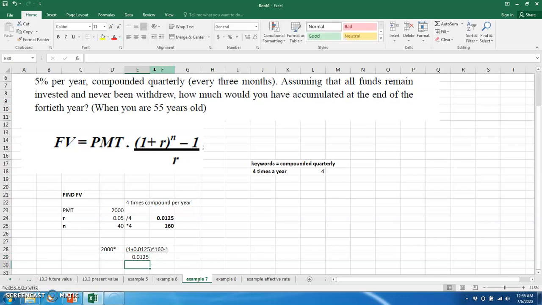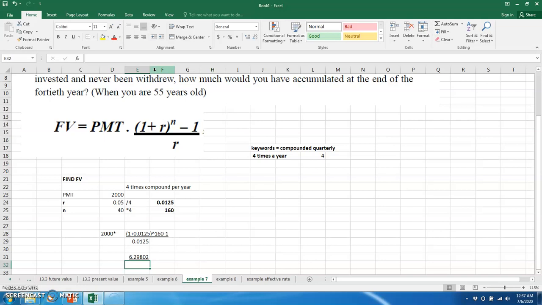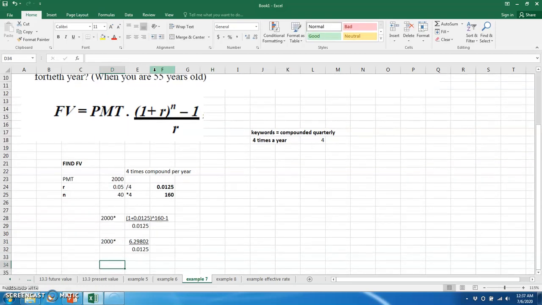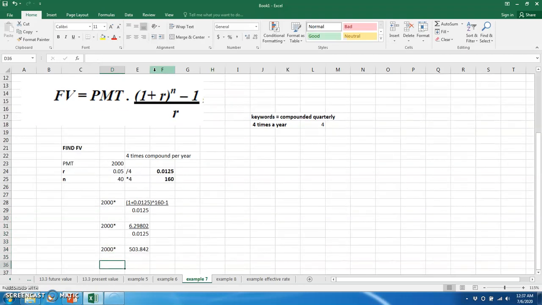0.0125. Now I would like you to punch your calculator. But for me, I love to do it step by step. Okay, let me put it in like this. I divide here, and then 2000 is here. One part finish, and then I divide here, and then 2000 times, star is times.